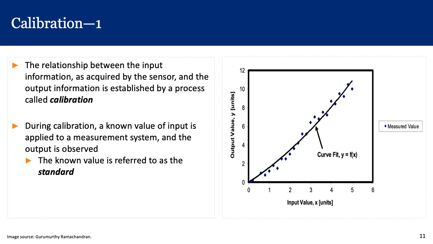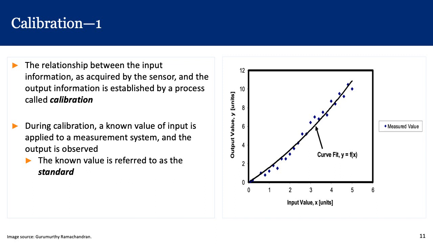But of course, all we have got out of this is an output in units of distance, in inches or millimeters. What we really need is the output in terms of cubic meters per minute or liters per minute. So how do we do that? How do we convert inches into cubic meters per minute? We do that using a process called calibration. The relationship between the input information acquired by the sensor and the output information is established by a process called calibration.